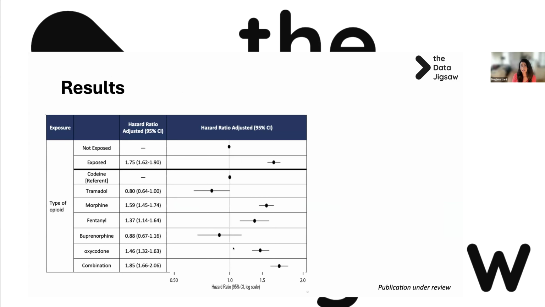So what we found is, in comparison to codeine, that patients on tramadol had a significantly lower risk of the outcome, while patients on stronger opioids such as morphine, fentanyl, oxycodone, and combination opioids had a significantly higher risk.